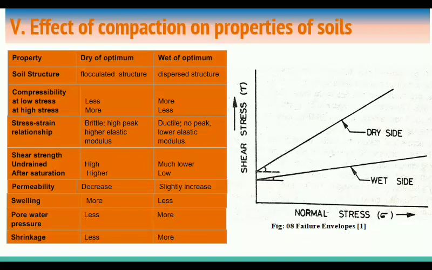Shrinkage. Shrinkage on the dry side of optimum is less, and on the wet side of optimum it is more, because on the wet side the soil structure is a dispersed structure, and this structure is closely packed. So the compression is more, and on drying the volume change is more. So on the wet side of optimum the shrinkage is more.